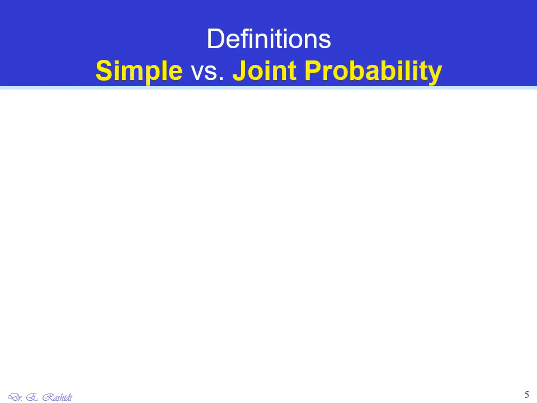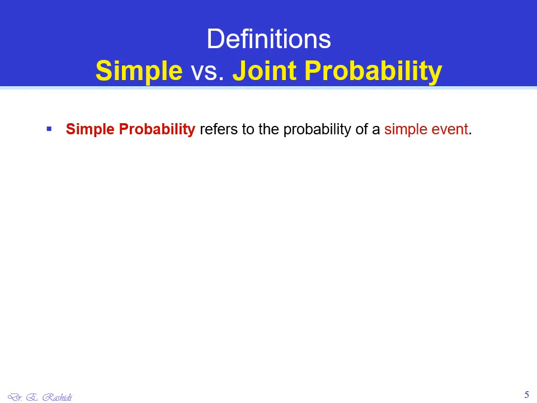Previously, we learned about simple events and joint events. Now we want to learn about simple probability and joint probability. A simple probability is the probability of a simple event. A simple event is an event that has only one characteristic on one variable. For example, we draw a card. What is the probability of drawing an ace card? So ace is the type of card. That's one characteristic. So that's a simple event. Or drawing a red card. Red card is a color of card. That's one characteristic. So the probability of that is going to be called a simple probability.